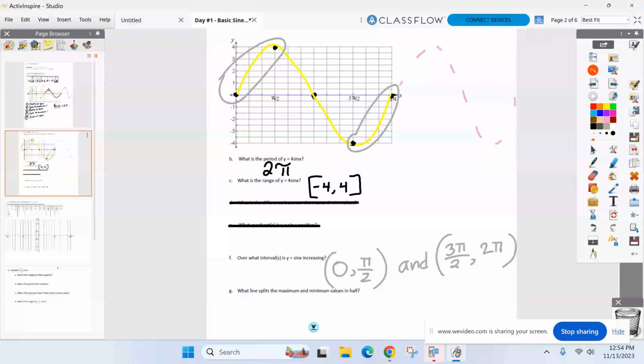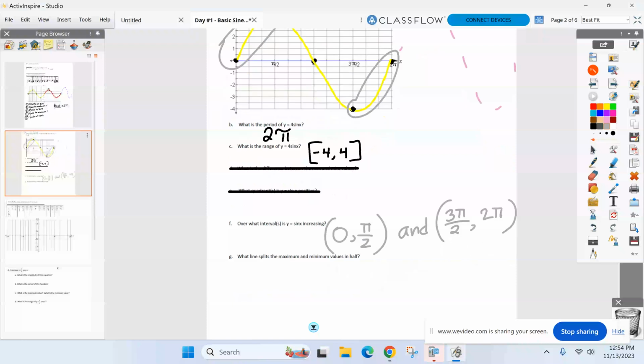And then there's one more question, right? What line splits the min and max values in half? Can you draw that line? It should be a horizontal line on your paper that splits the min and the max in half. So you got 4, you got -4. Where's the line directly in the middle there that splits them? Highlighting this line right here, the x-axis. Anybody know the actual equation for that? I don't want to write x-axis. That would be y equals 0.